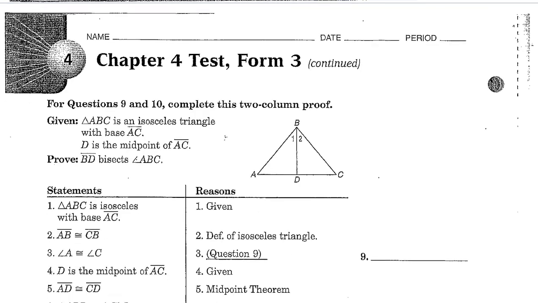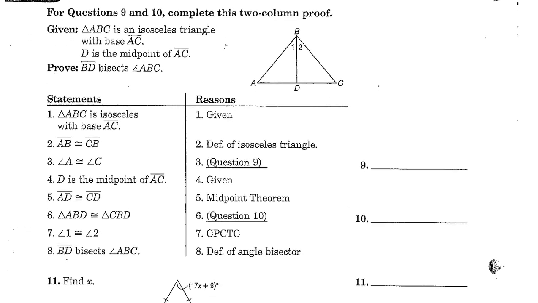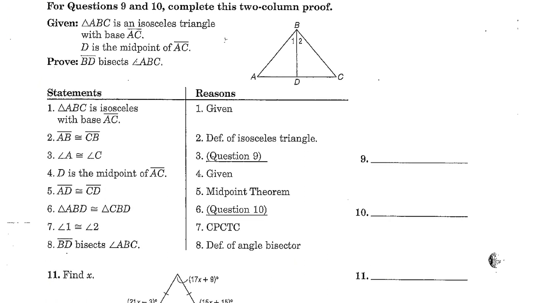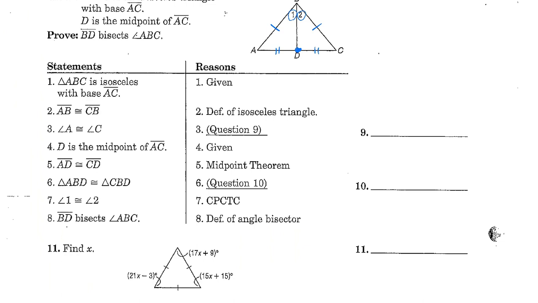Cool. All right, then for this one, complete this 2-column proof. So we know that ABC is isosceles with base AC, so that tells us these are the two congruent ones. We know D is the midpoint of the base. So really quickly, the definition of midpoint is going to give us this. All right, and then we want to prove that BD bisects ABC. So we want to prove that angle 1 and angle 2 are the same. So that's going to be our last step. And then we use the definition of a bisector to get to there.